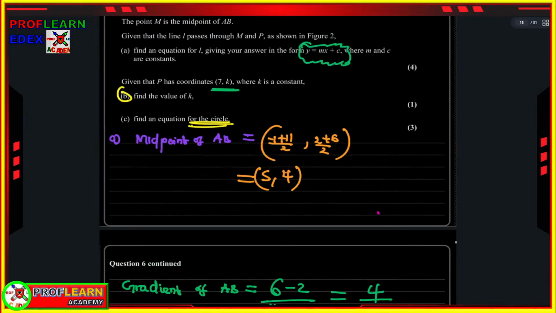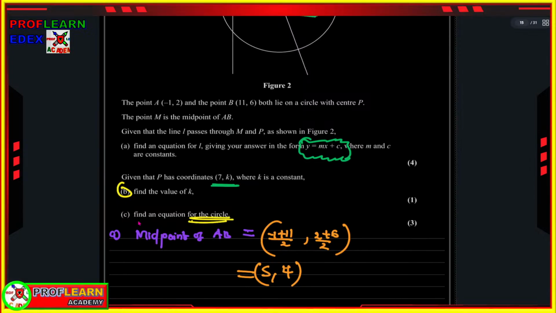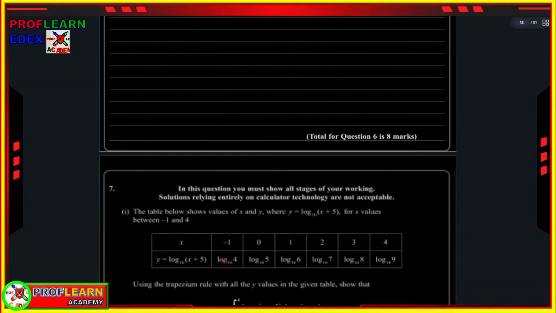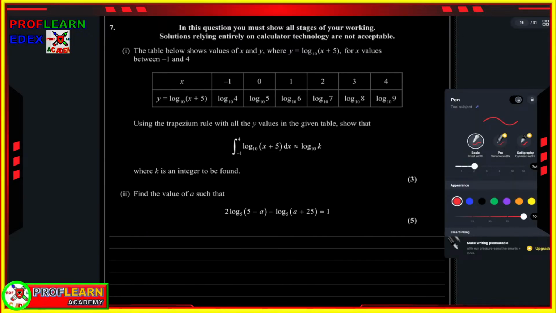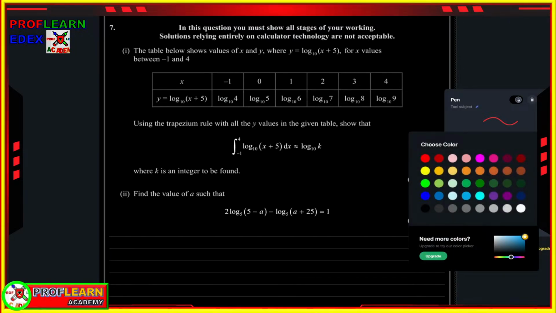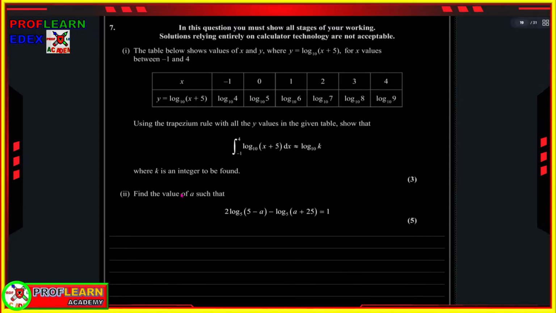So basically that's the concept that was tested for the equation of a circle, and then we need to look at the trapezium rule. How do you work out the trapezium rule? So Roman 1: use the table below and, using the trapezium rule and all values of y given, show that the answer is that.